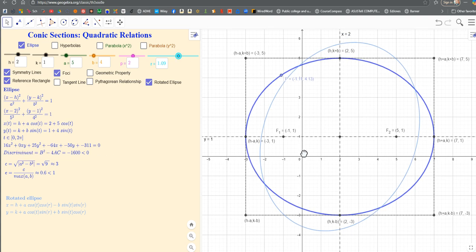There's a way to go about figuring out the formulas for this, basically by doing a transformation of rotate, figuring out what that rotation is. I'm not going to take time to go into that right now, but these can be rotated as well. Of course, now the axes of symmetry are not vertical and horizontal.